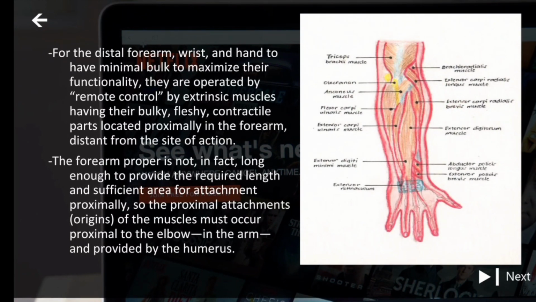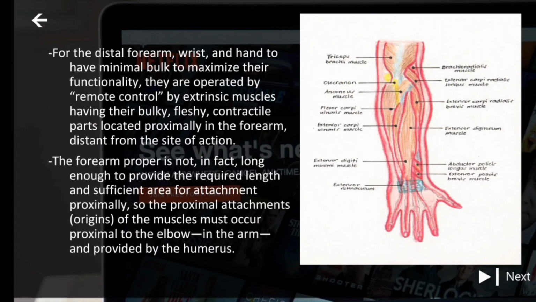The anterior compartment contains muscles that act to flex the wrist and digits. The muscles are separated into deep, intermediate, and superficial groups. The superficial compartment contains the pronator teres, the flexor carpi radialis, and the flexor carpi ulnaris. The intermediate compartment contains the flexor digitorum superficialis. The deep compartment contains flexor digitorum profundus, flexor pollicis longus, and pronator quadratus.